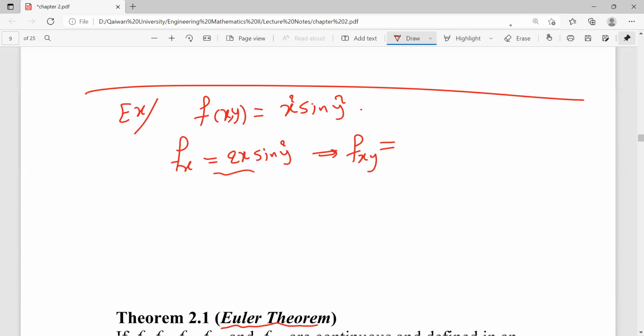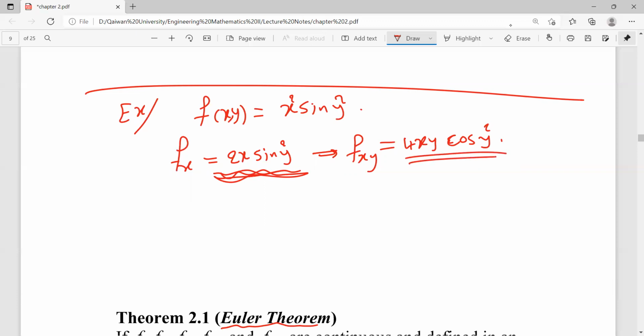And then f sub xy: you take the derivative of this function with respect to y, and you get 4xy cosine y squared. Here 2x is a constant. The derivative of sine y squared is cosine y squared times the derivative of the angle, and the angle is y squared, whose derivative is 2y. That means we have 2x times 2y times cosine y squared.